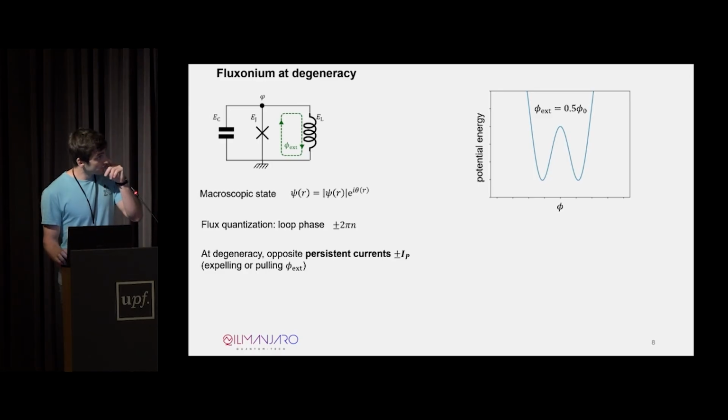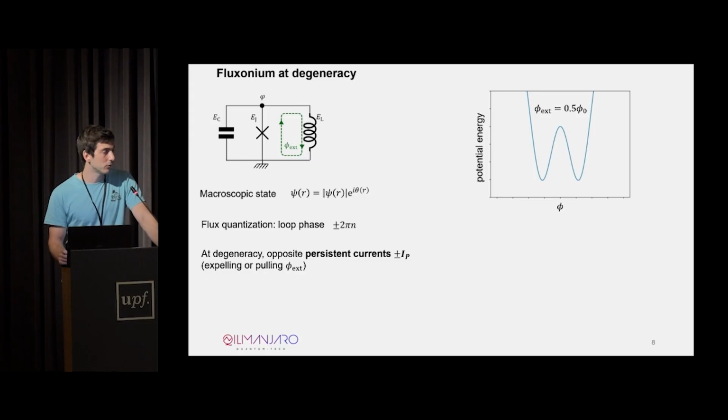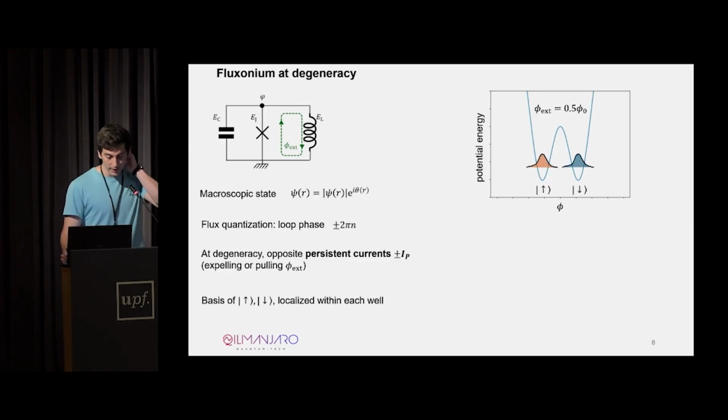So you can imagine now that at degeneracy, these peculiar boundary conditions are satisfied by two opposite circulating currents, and this is what we call persistent currents, plus minus IP, which both act either to expel the external flux or to pull additional flux into the circuit in order to satisfy this boundary condition.